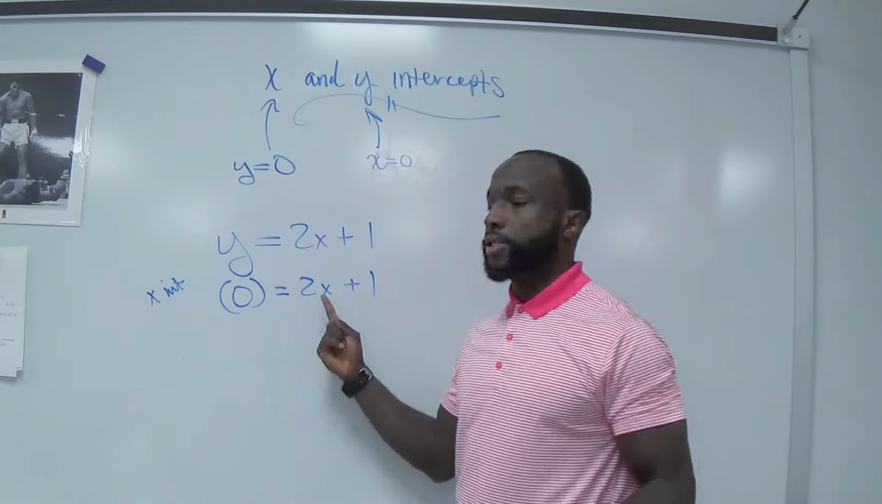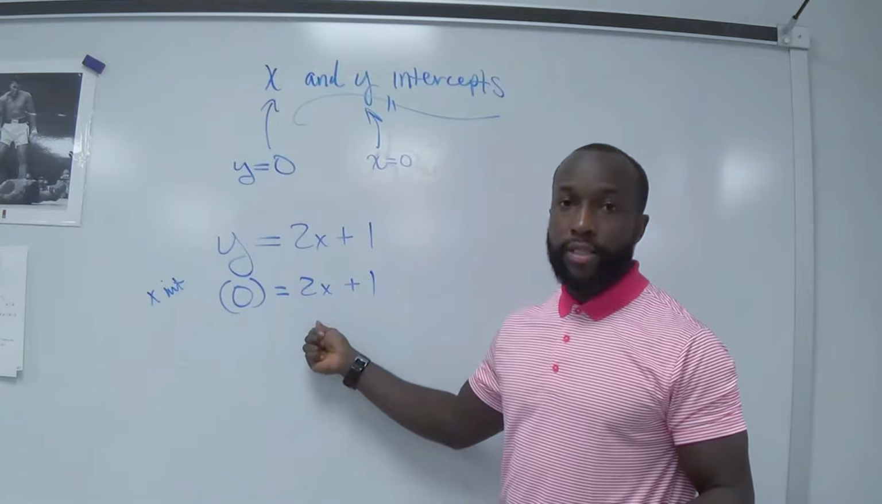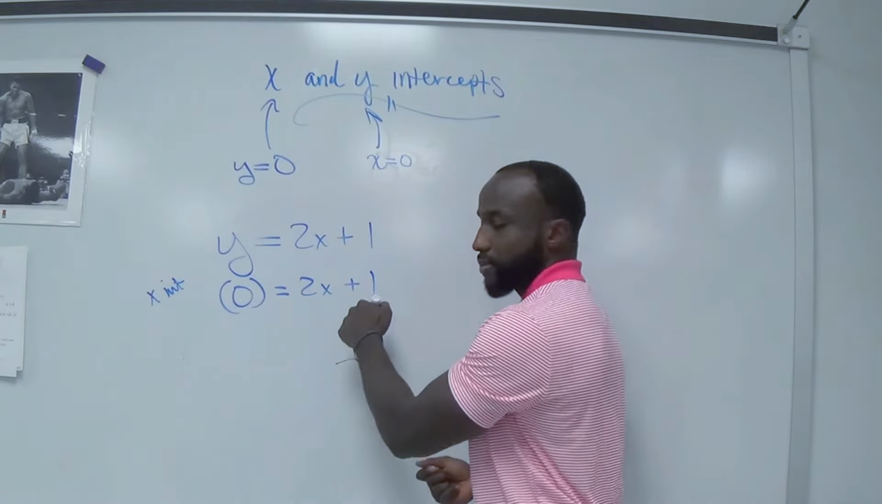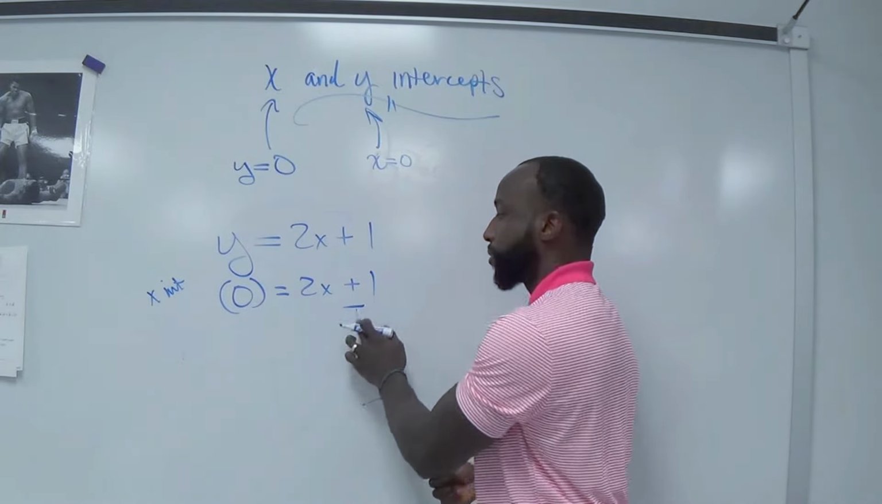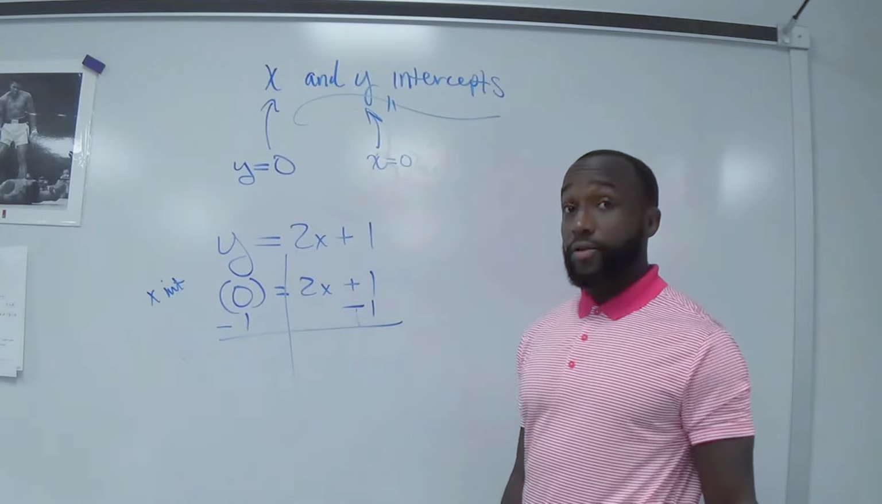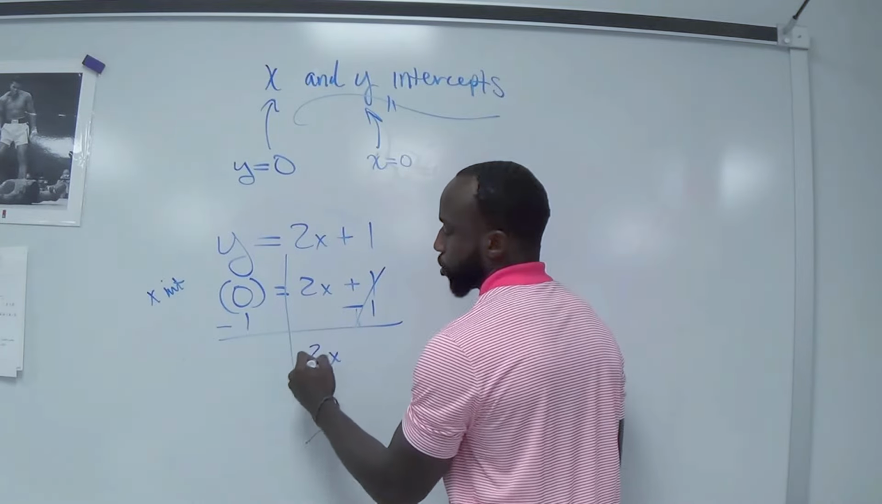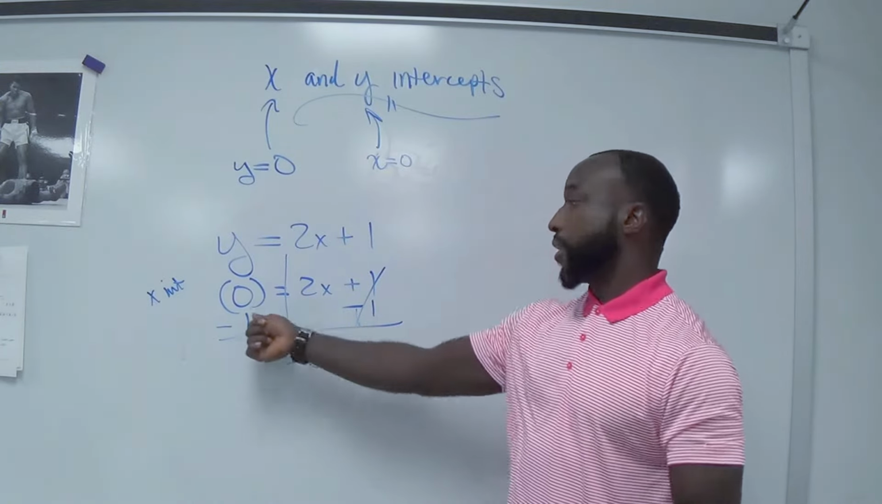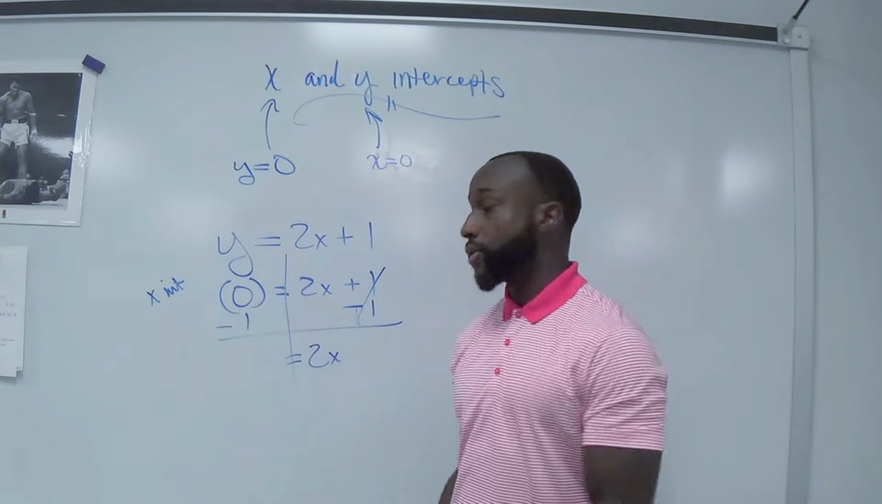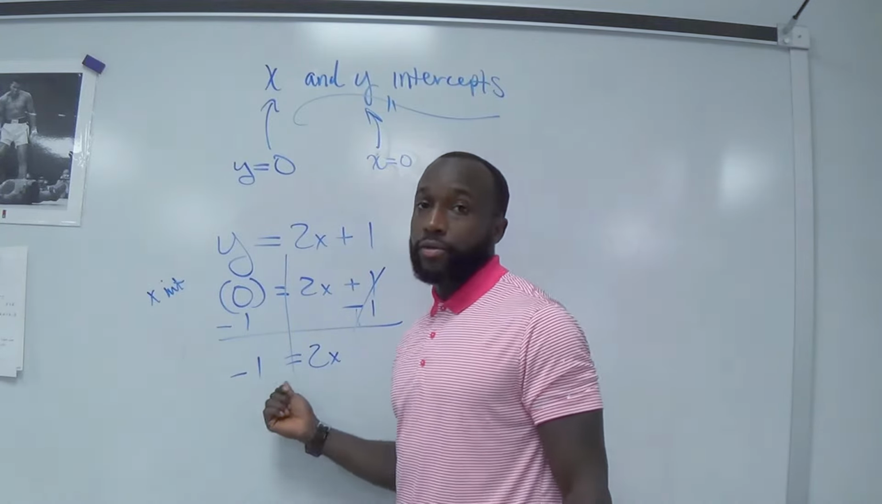From here, you're going to solve for x. First thing you want to do is get the 2x alone. Because this is positive 1 here, we have to do the inverse operation, so we subtract 1 from both sides of the equal sign. 1 minus 1 is 0, and 2x comes straight down. Then here, 0 minus 1 is negative 1. Now we have negative 1 equals 2x.